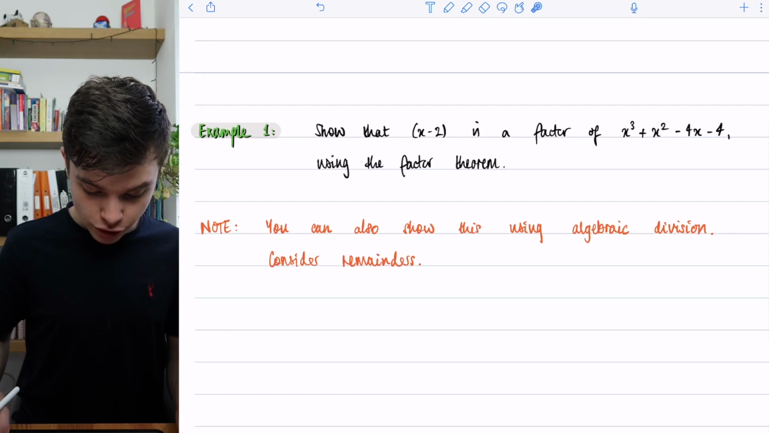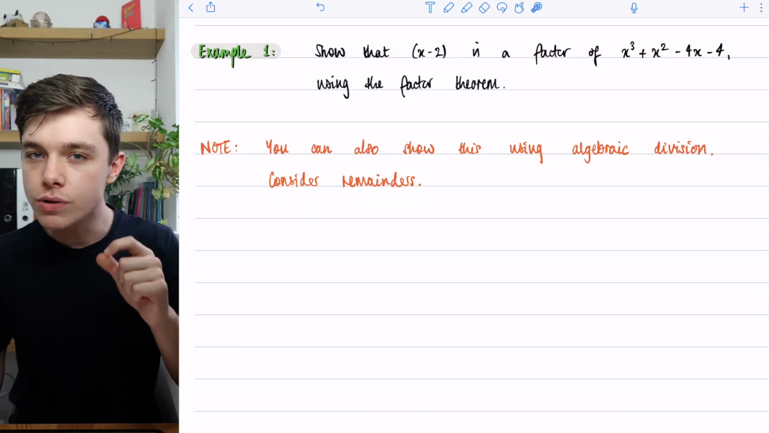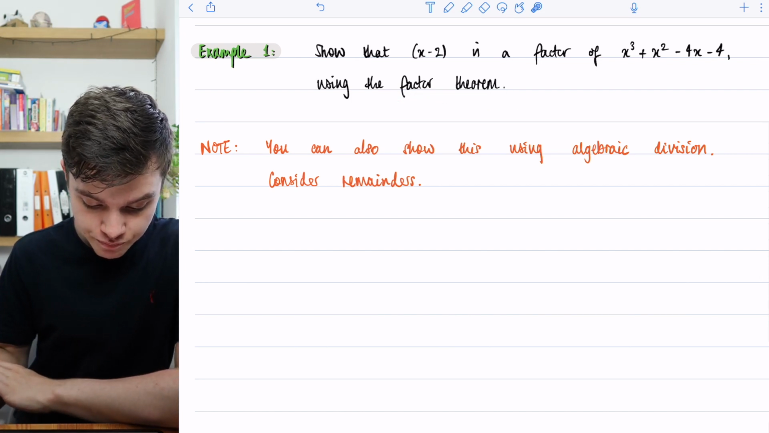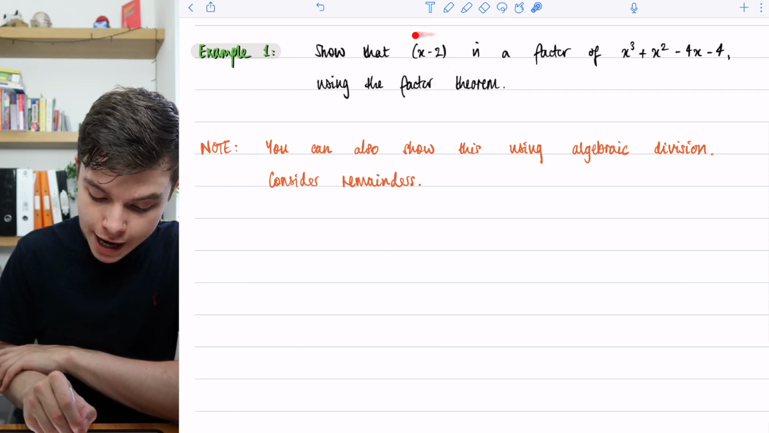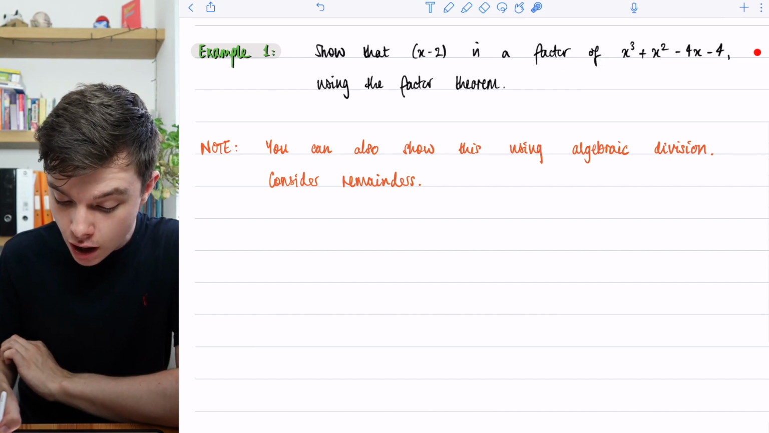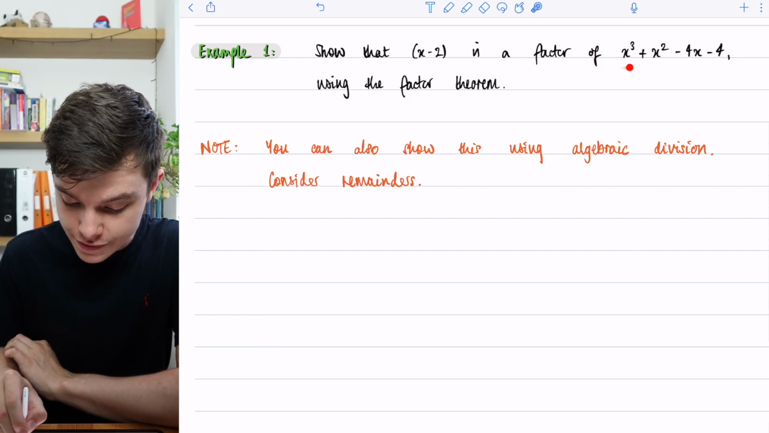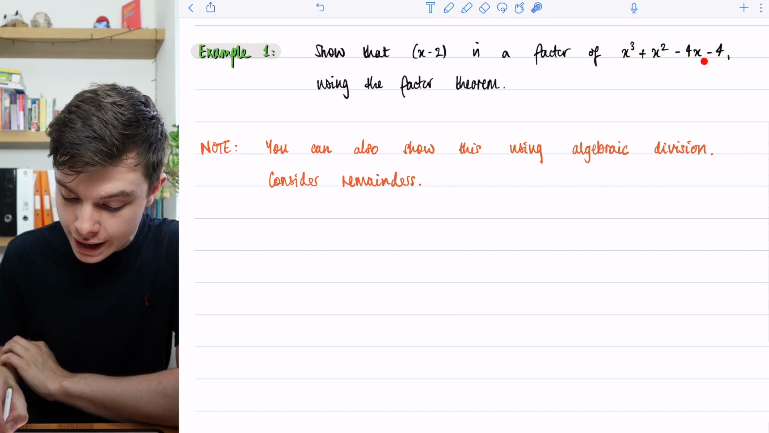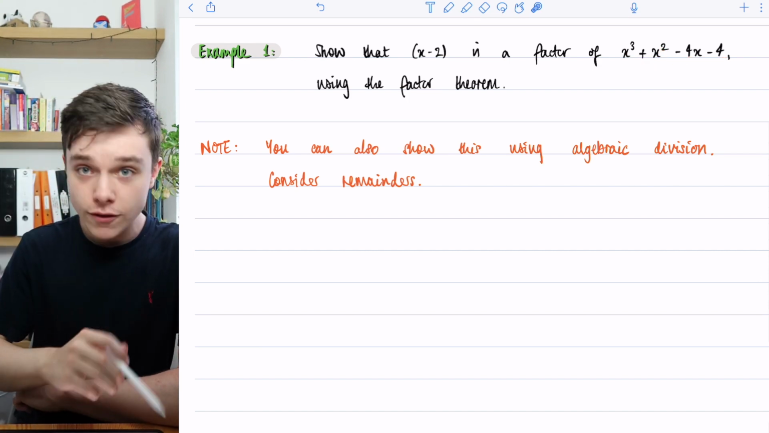Now let's actually have a look at an example and how we can use the factor theorem to help us. So we're being told to use the factor theorem, and it says show that x minus 2 is a factor of this polynomial. It's a factor of x cubed plus x squared minus 4x minus 4. Now, I've got a little note here.